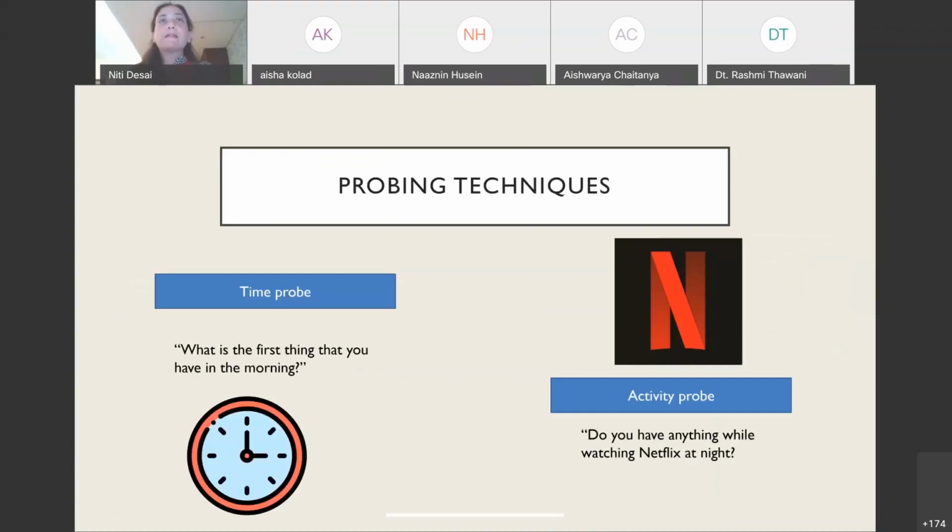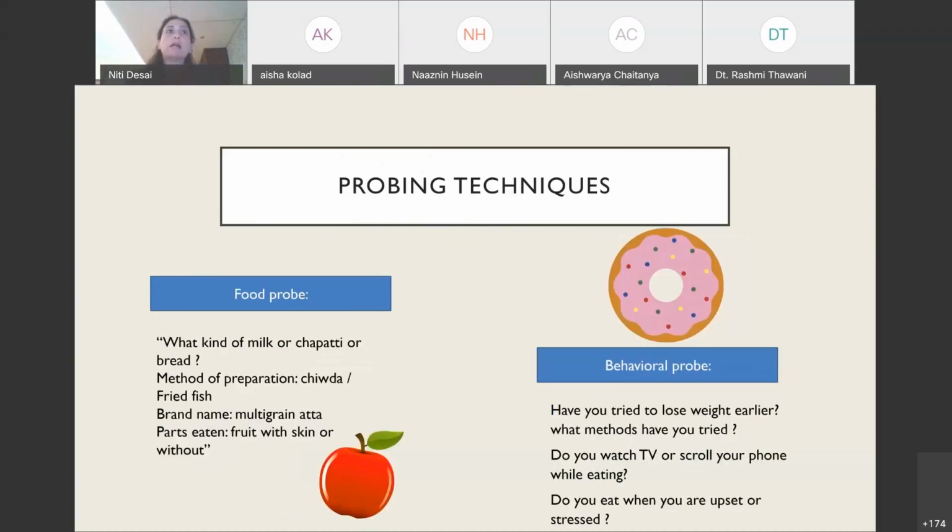Certain probing techniques for the recall. Time probes: what is the first thing that you have in the morning? And they'll say, oh, I get up at 12 o'clock because I sleep late. So you come to realize there is skipping of breakfast, and perhaps nighttime snacking. Activity probe: do you have anything while watching Netflix at night? Again, you will get a caloric intake which perhaps was not reflected when they told you what they had last night in the last 24 hours.